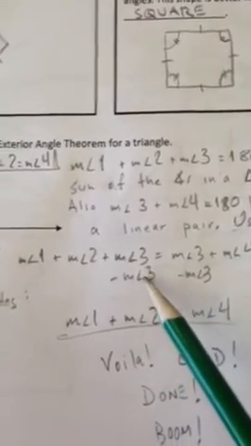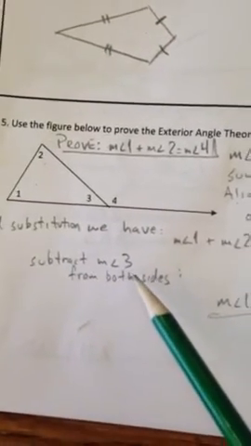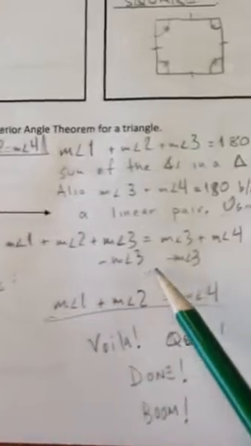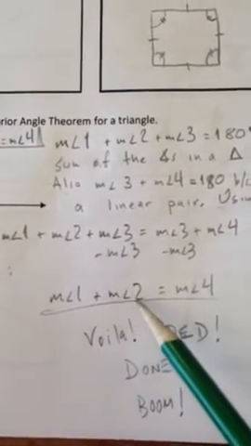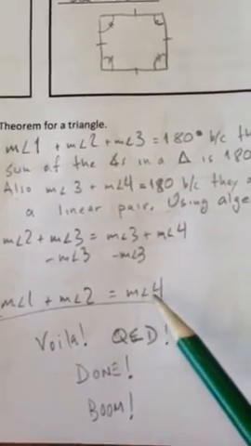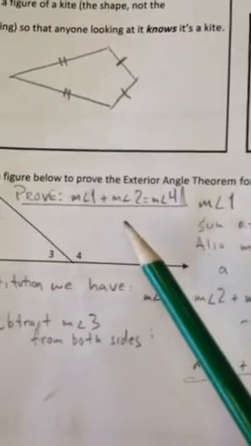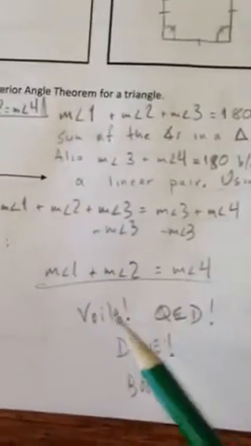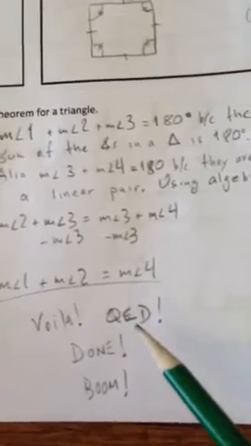Alright, then by subtracting measure of angle 3 from both sides, I get measure of angle 1 plus measure of angle 2 equals measure of angle 4. Well, heck, that is what I was trying to prove. So that worked, voila, or QED, and we're done with that. Now let's flip over to the next page.